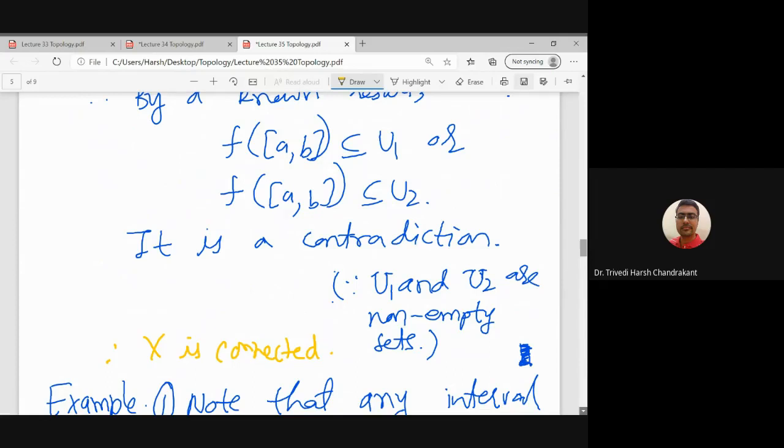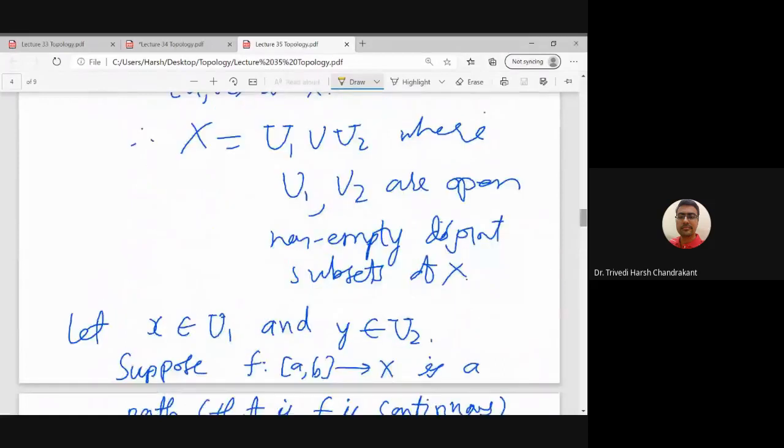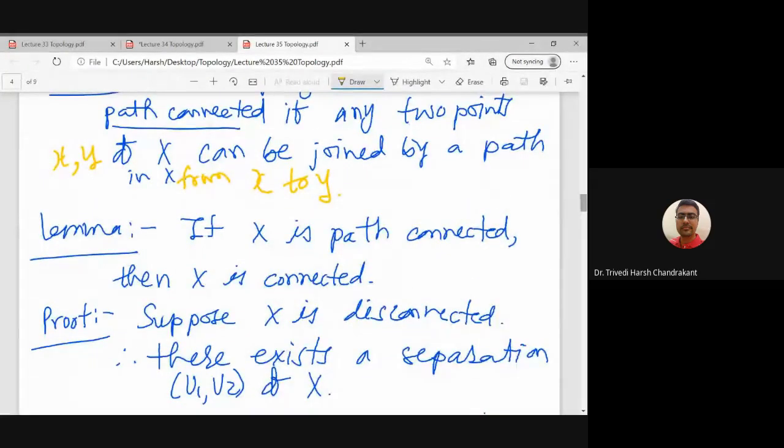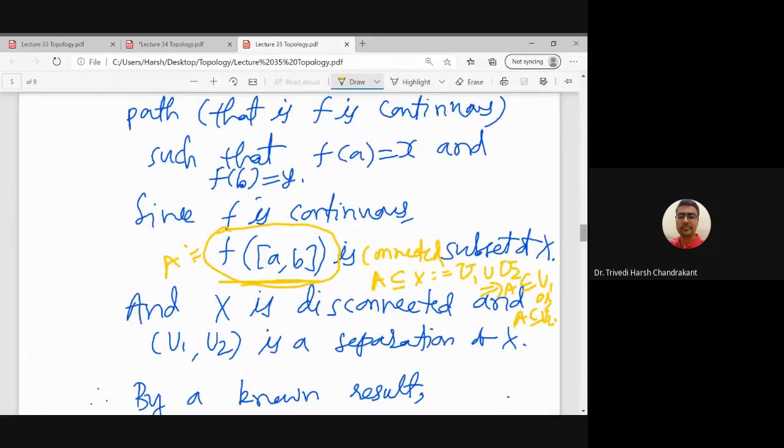So what we proved is that by assuming that capital X is path connected, X is a connected space. So every path connected space is always a connected topological space. And we use here that the closed interval [a,b] is a connected subset of R.